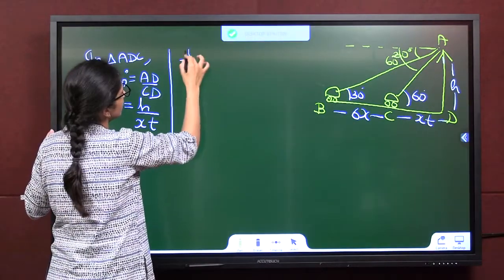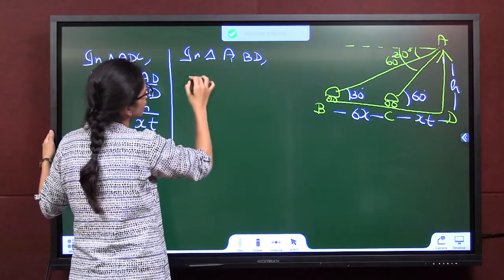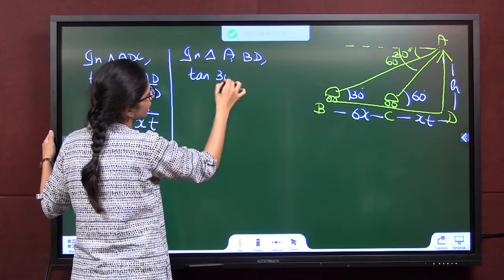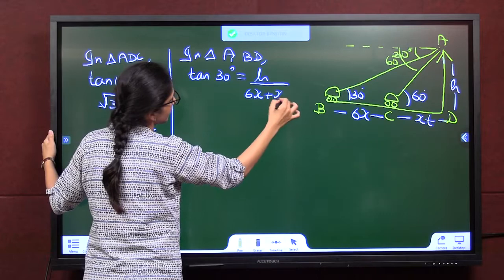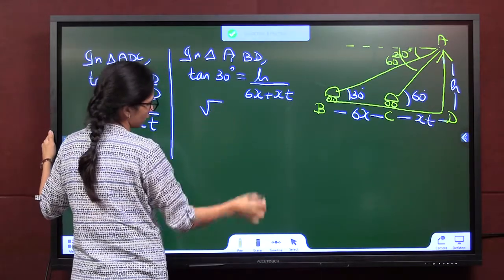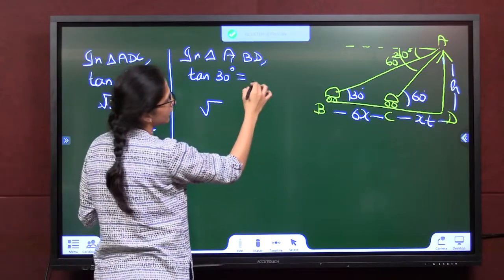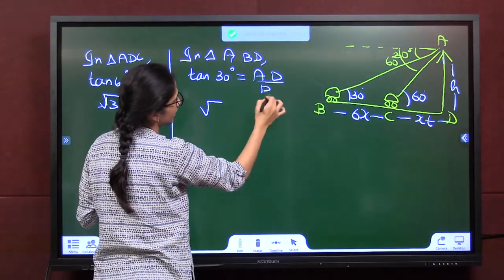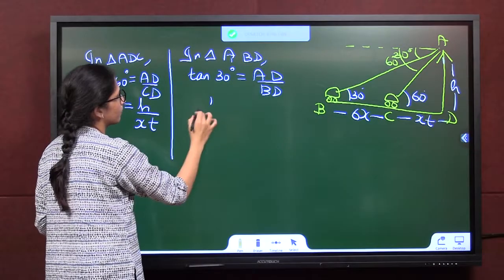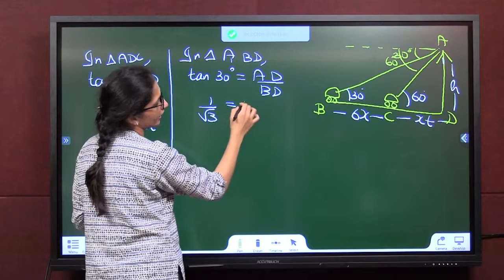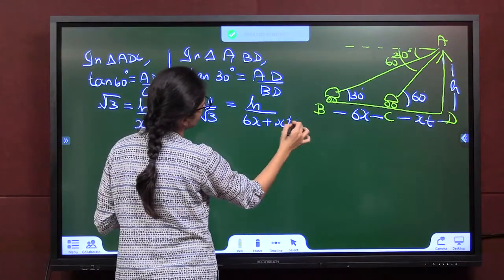Coming to the other triangle. In triangle ABD, tan 30 degree is equal to h by 6x plus xt. What is tan 30? Write the side ratio first. So tan 30 degree is AD by BD, right? Okay, now substitute. Tan 30 degree is nothing but 1 by root 3. AD is h, BD is 6x plus x into t.